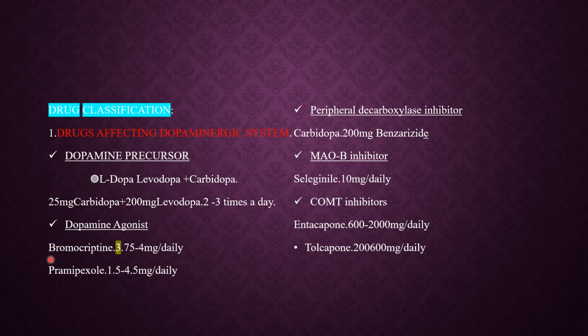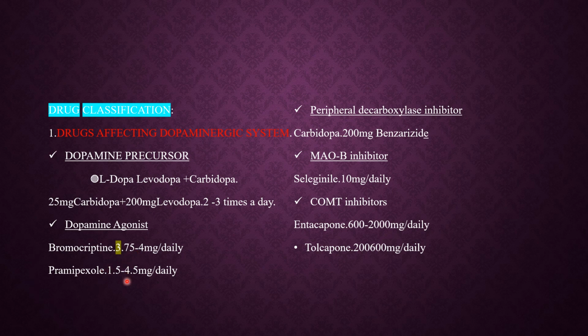The second category belonging to drugs affecting the dopaminergic system is dopamine agonist. You know what is meant by agonist? Agonist is something that produces an action similar to that of the dopamine neurotransmitter. So bromocriptine and pramipexole, these are the two important drugs which come under dopamine agonist.